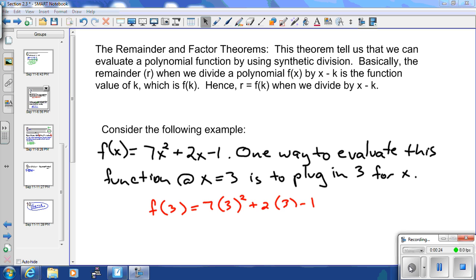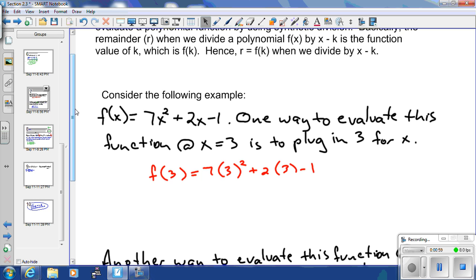Basically, if we divide by x minus a number or x plus a number, which is the only kind of problems that we can do synthetic division with. If it has a number in front of the x, like a 2x minus something, then we can't do synthetic division with it in that form. So we're only talking here about dividing by x minus or x plus a number. Basically, the remainder that we get is the same as the function value at whatever number we are subtracting. It'll make more sense in the context of an example.